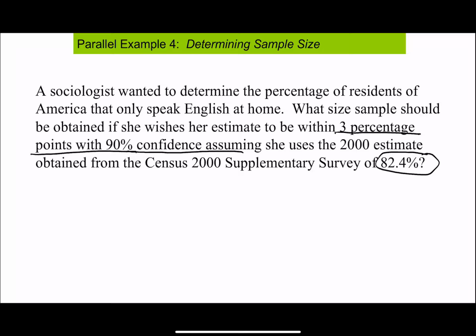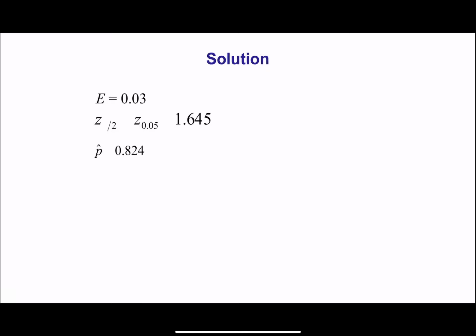So this 82.4, that's going to be the P that we are using for our calculations, because this is a prior study. So she's going to use the prior study from 2000, but she wants to find today's numbers, and she wants to know how many people do I need to ask today if in 2000 this was the estimate. So let's take a look.